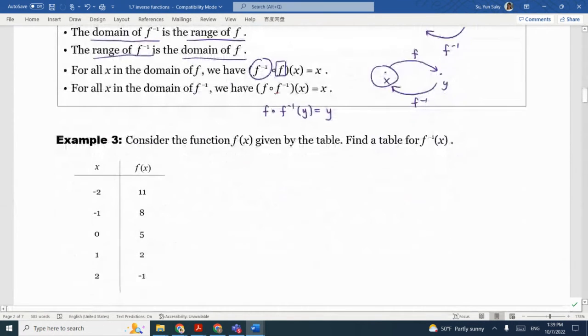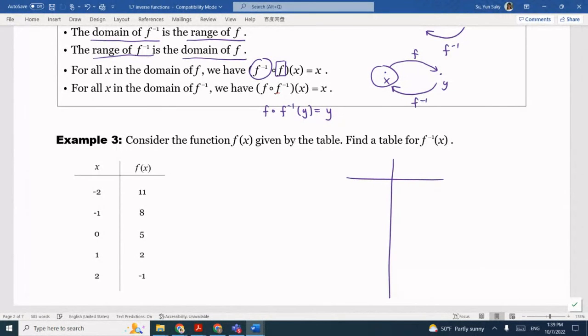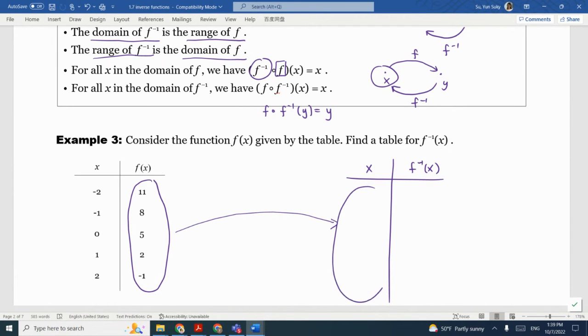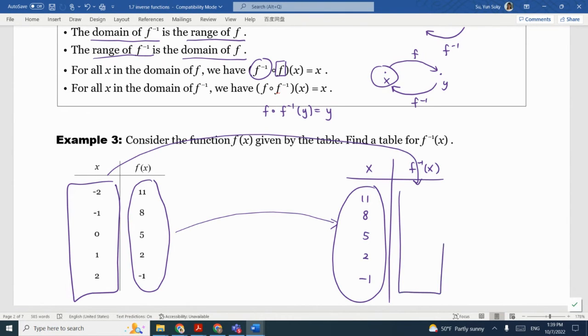Okay, consider the function given by the table. Find a table for f inverse. Well, f inverse is like you switch the inputs and the outputs. So these were your outputs, now you put them into the inputs. So you put 11, 8, 5, 2, minus 1. And those were your inputs, now you put them in the output.